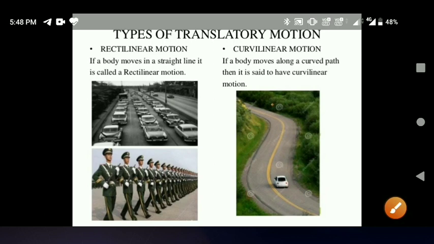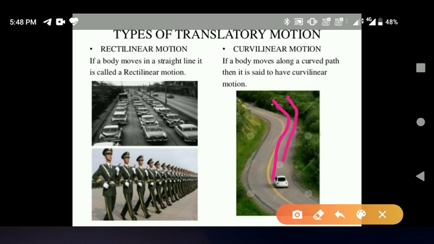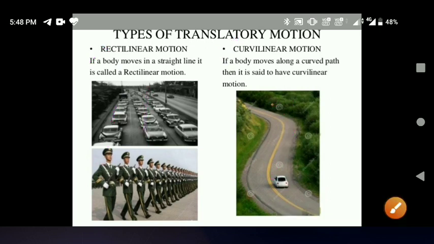Curvilinear motion. An object is said to be in curvilinear motion if it moves along a curve or circular path. Some examples of curvilinear motion are the motion of a train along a curved track and the motion of a discus. Motion of a car on a curved path or motion of a discus, all are examples of curvilinear motion. Basically, if the object moves on a curved path, we can say it is curvilinear motion, and here the objects are moving in a straight line, so we can say this is rectilinear motion. So this is all about rectilinear and curvilinear.